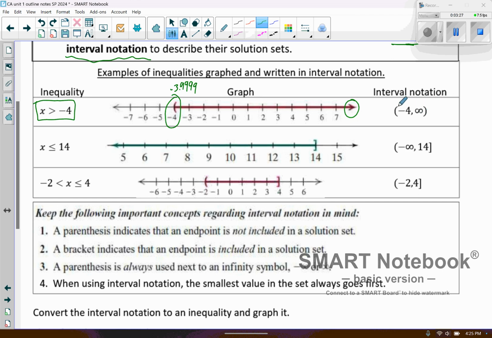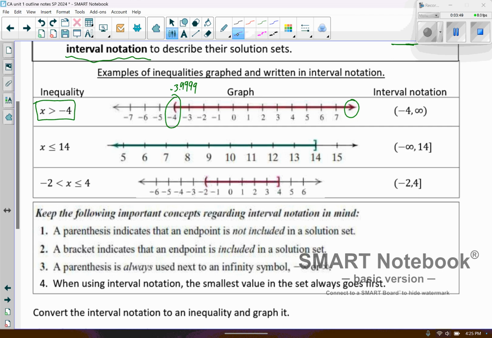With the -4, we use the parenthesis because we're approaching it. We don't include it. And with infinity symbols, we always use a parenthesis because you're approaching larger and larger numbers. Like I said, it's a concept. It's not an actual place. So you never actually arrive at infinity. It's an aspiration to get larger and larger, so you don't actually get there.